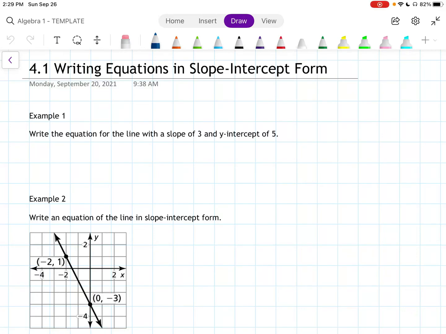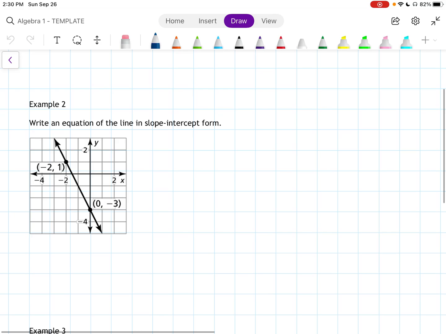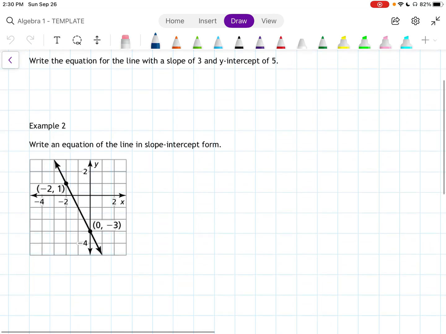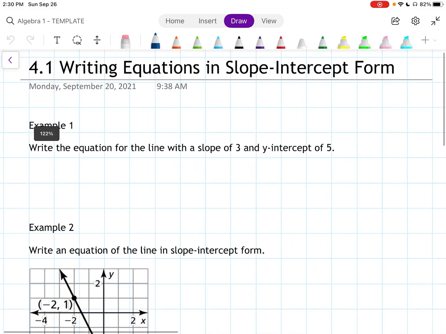All right, 4.1, writing equations in slope-intercept form. This one is going to be building off of what we did in chapter 3. A lot of this should be relatively easy. We're not really learning anything new in section 1 here.